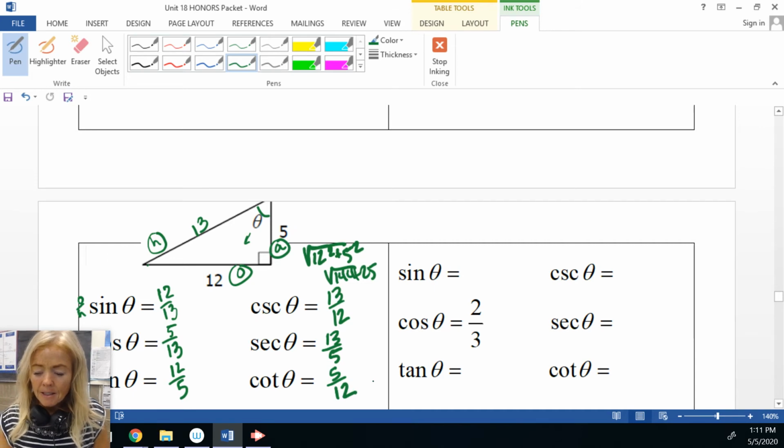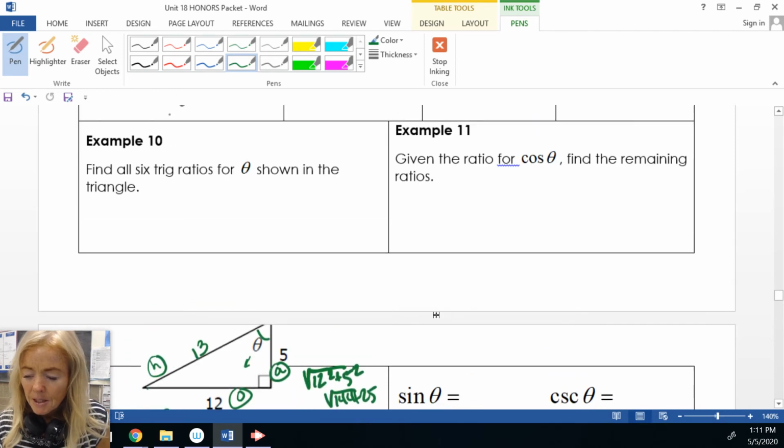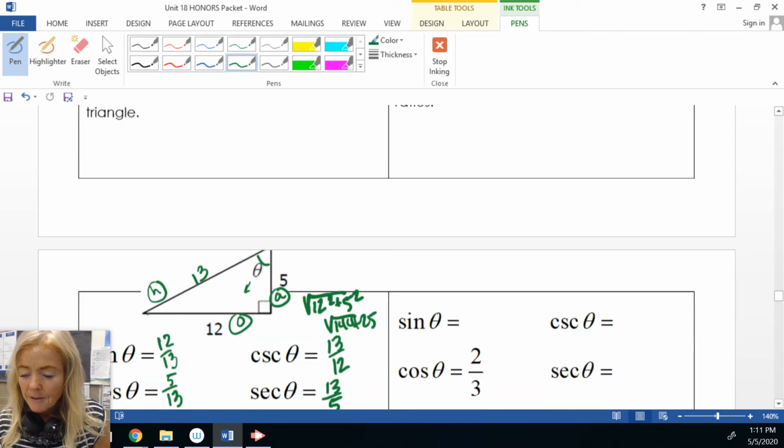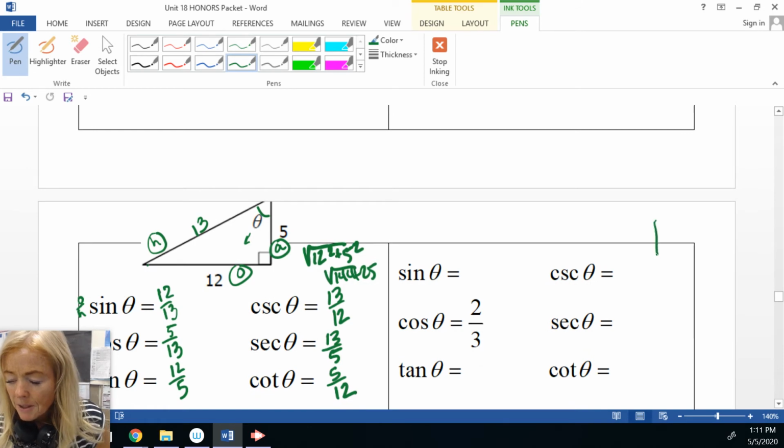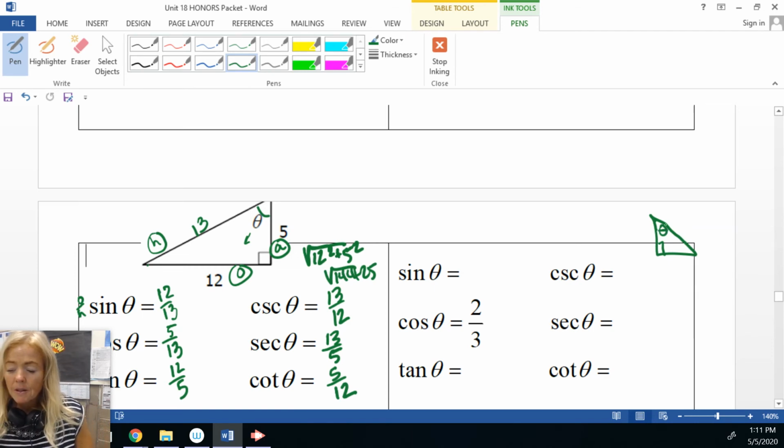Okay. All right, next one, I'm going to actually just draw it, if it will let me. So given the ratio for cosine theta, find the remaining ratios. So we're going to have to draw our triangle here. We'll put theta right there. And it doesn't matter which one as long as you line up the angles with the sides appropriately, such as cosine is 2/3. So we know that this is the opposite, this is the adjacent, and this is the hypotenuse. Adjacent over hypotenuse is cosine. So this adjacent side is 2 and the hypotenuse is 3.